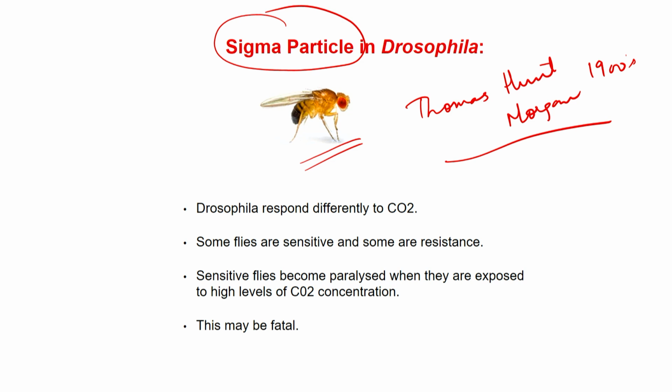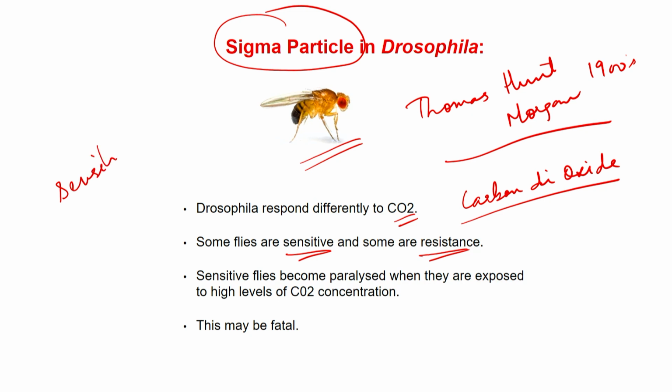Now, what is this sigma particle? It has been observed that different groups of Drosophila respond differently to CO2. What is CO2? Carbon dioxide. Okay? Some of the Drosophila, it was observed, are sensitive to carbon dioxide, some are resistant. So you have sensitive and resistant. What it means is that when it is sensitive, it cannot tolerate increasing amounts of carbon dioxide.